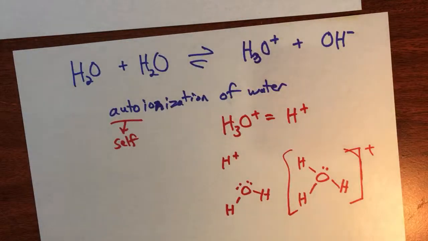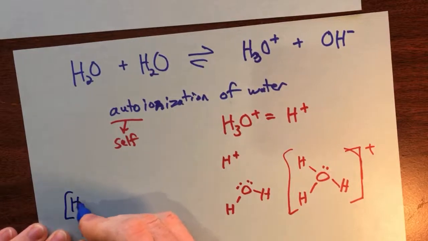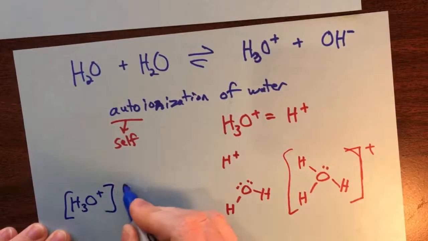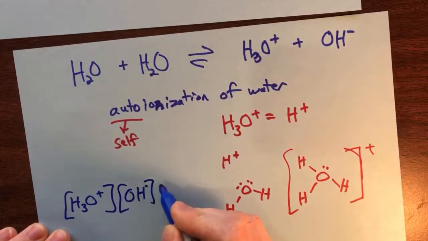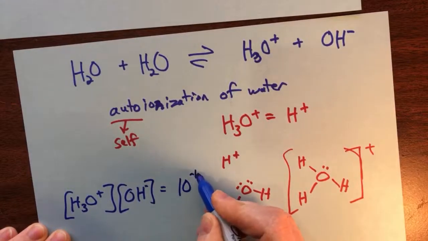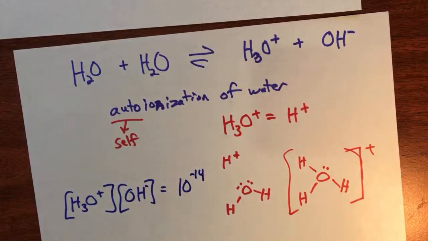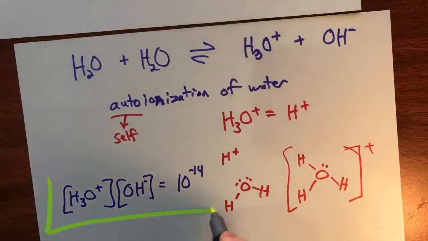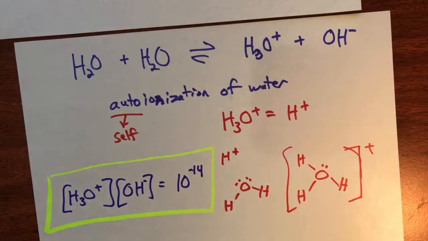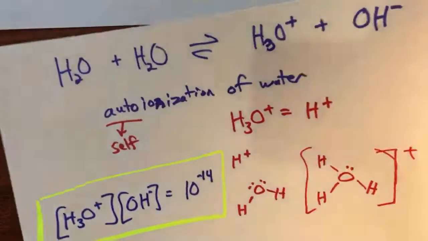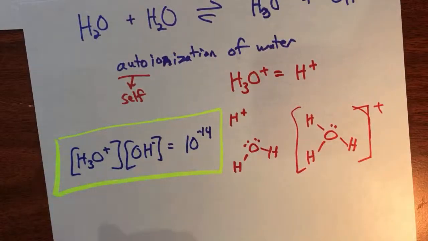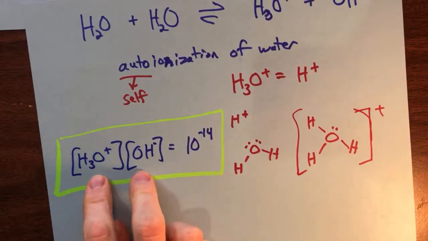In fact, let me write it out here: the amount of H3O plus you have times the amount of OH minus you have is always going to equal 10 to the minus 14. That is always a constant. Now, you're not going to need to use this equation. We use this equation in honors class, but you guys don't need to use it. What I want you to see from this equation is that these things are balanced. Every solution of water has some amount of both of these.